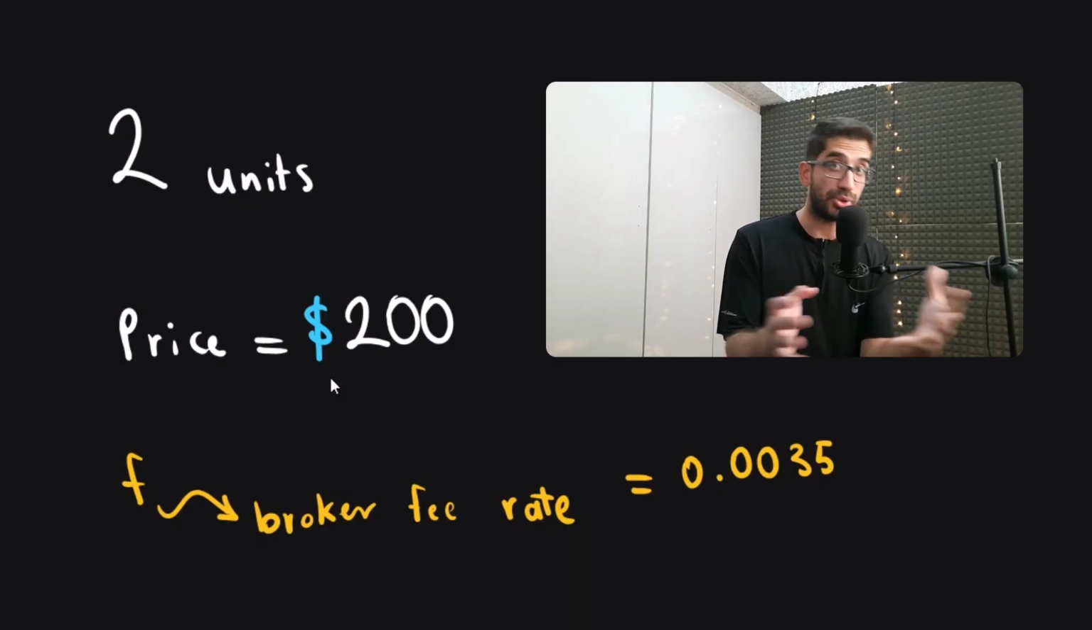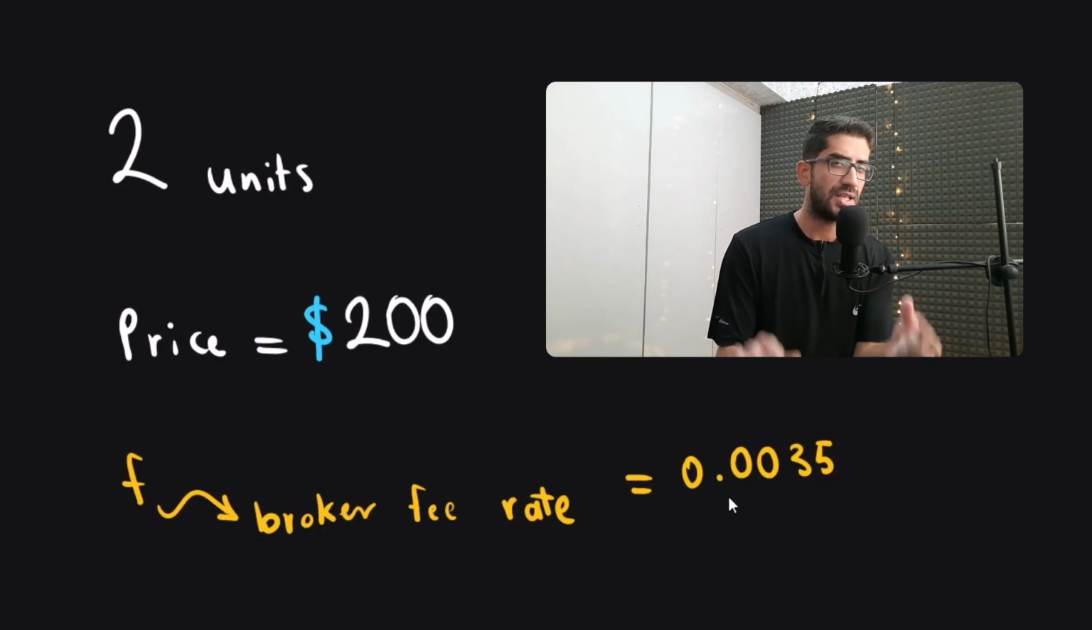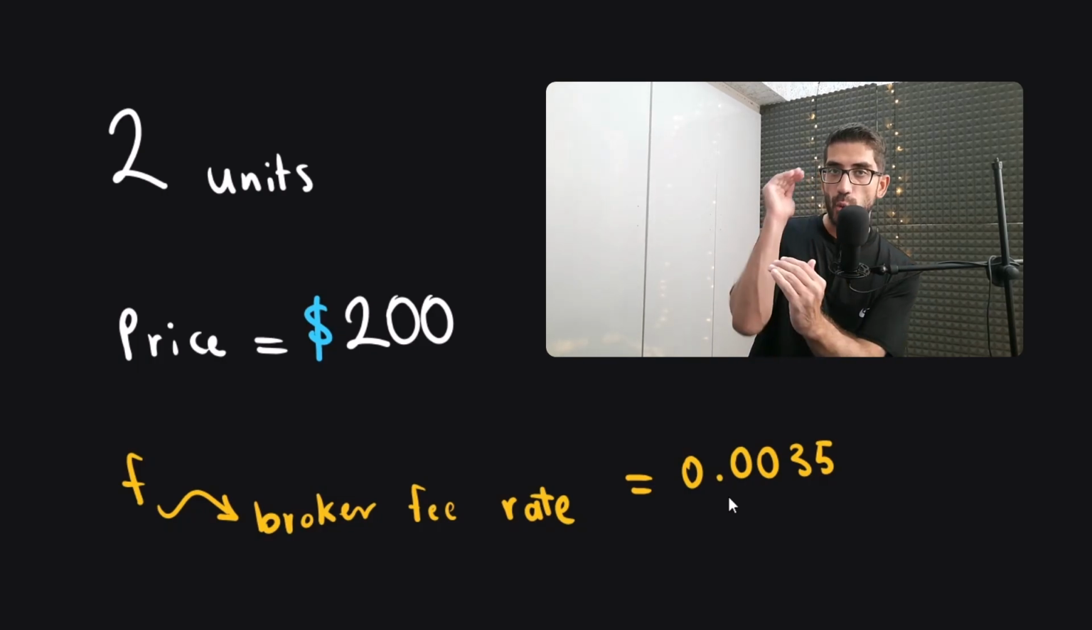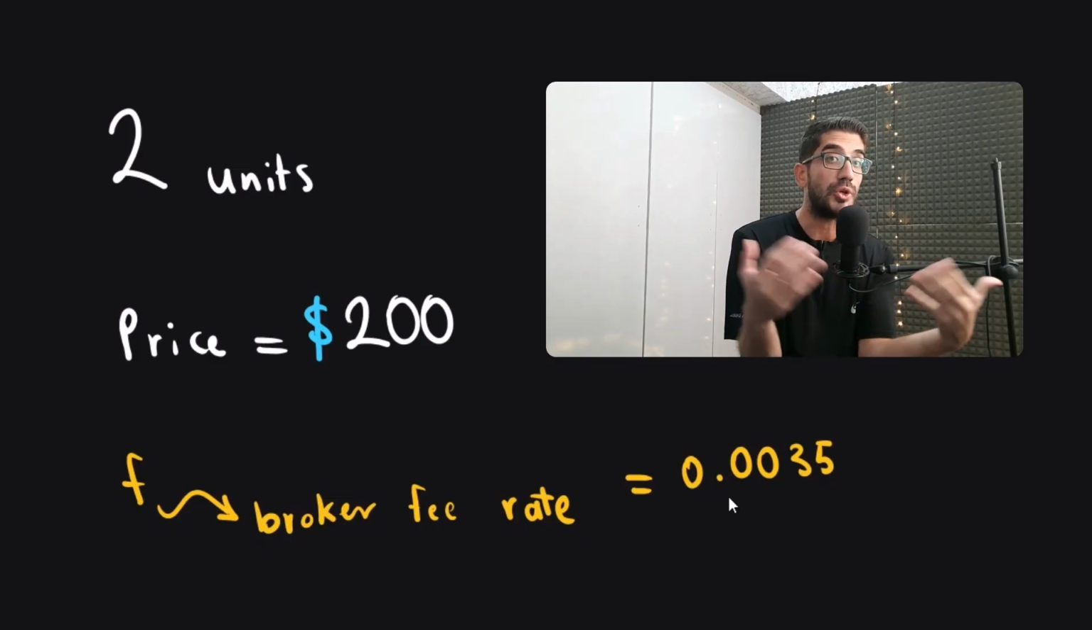And as you know, brokers take a fee. And let's suppose the broker fee rate is F. For example, let's suppose that it is 0.0035. So the question is, when you want to sell this asset, at which price should you sell this asset so that you don't lose any money?